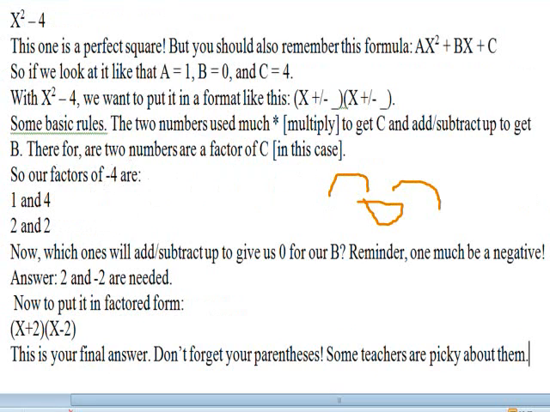Okay, so our answer is 2 and -2. So now, if you put it in factor form, you will get x plus 2 times x minus 2. This is your final answer, and don't forget your parentheses. Some teachers are picky about them, and plus they're kind of needed in order to separate the problem. The whole method and stuff.